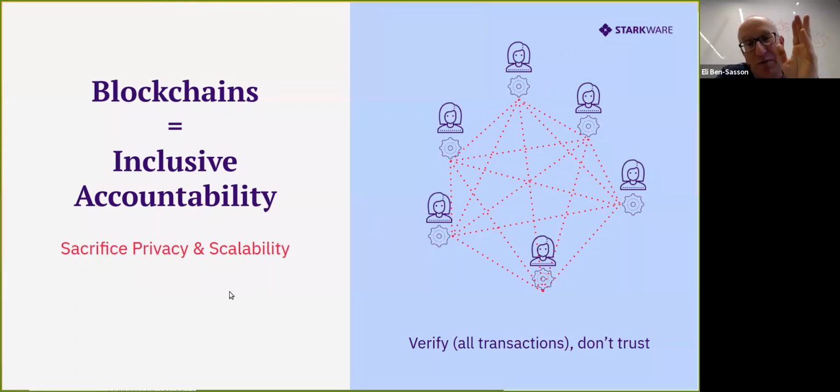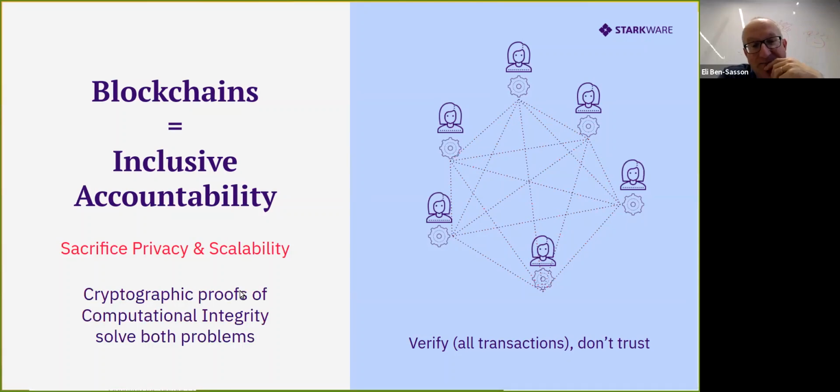And indeed, some of the blockchains that do profess doing 10,000 transactions a second and so on are comprised of a small number of very, very strong nodes. And that's okay, right? If you trust those nodes, that's okay. But really, blockchains at their core offer this beautiful principle of inclusive accountability that limits scale and completely eliminates privacy. So let's move to the next slide.